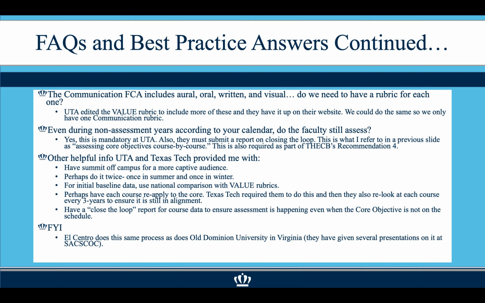The communication FCA includes oral, written, and visual. Do we need a rubric for each one? UTA edited the VALUE rubric to include more of these, and they have it up on their website. We could do the same, so we only have one communication rubric. That would probably be in our best interests.